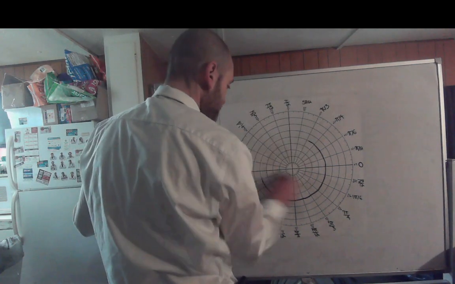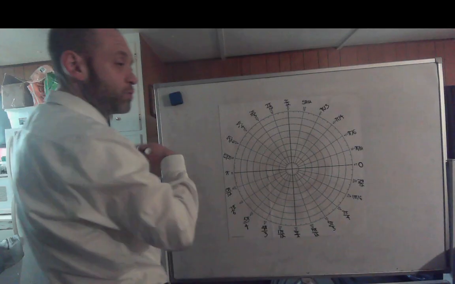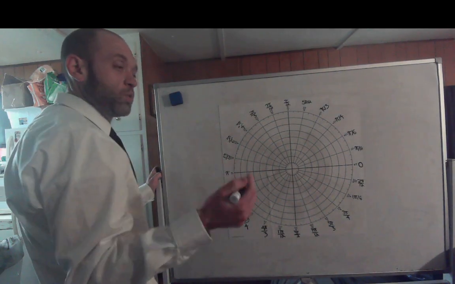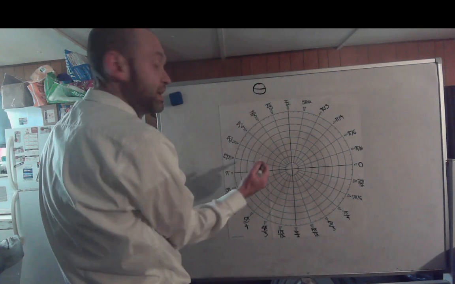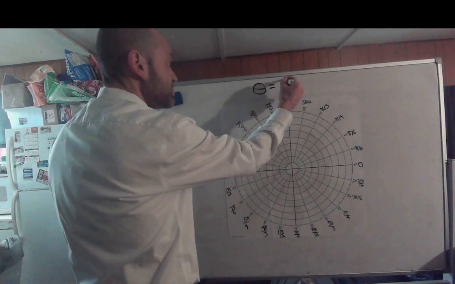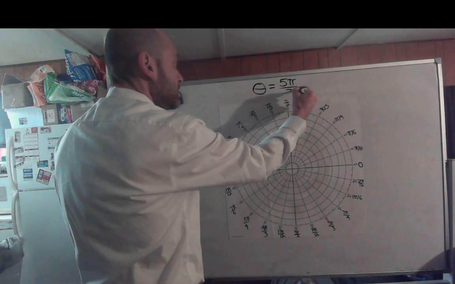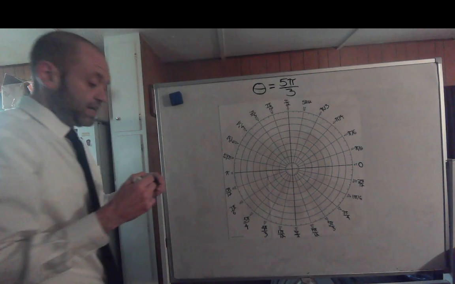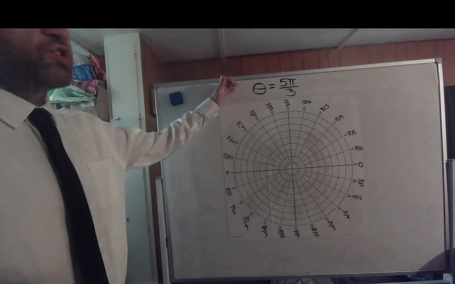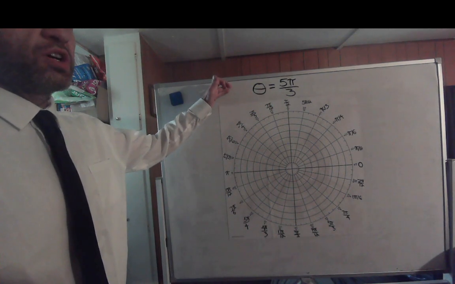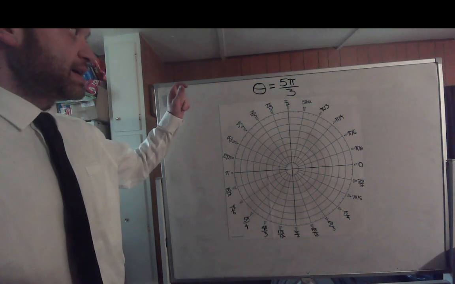Now, we also talked about before when we were doing equations, you might sometimes just have theta equal to some angle value. In this case, we'll do theta equals 5 pi over 3. And when we were converting polar equations to rectangular equations, we determined that this was a line. And that's exactly what you're going to get, a line.